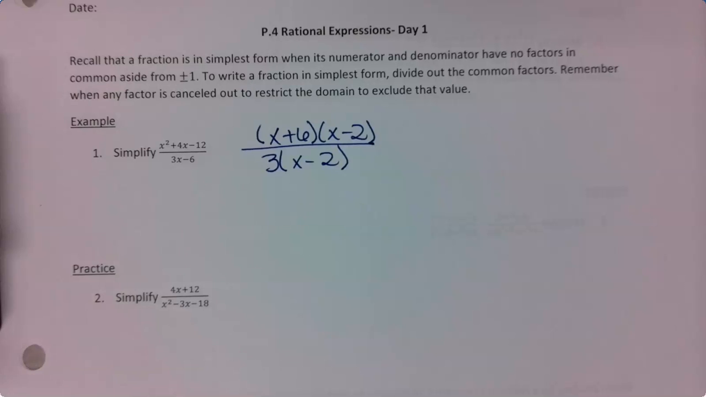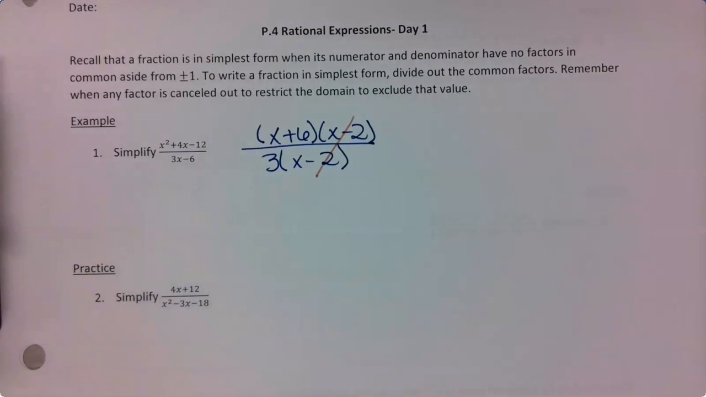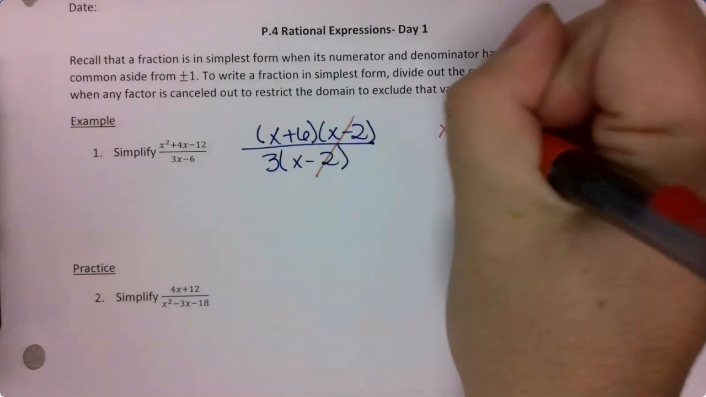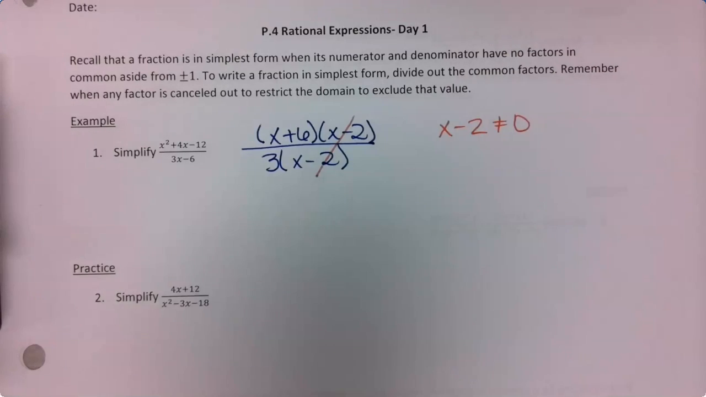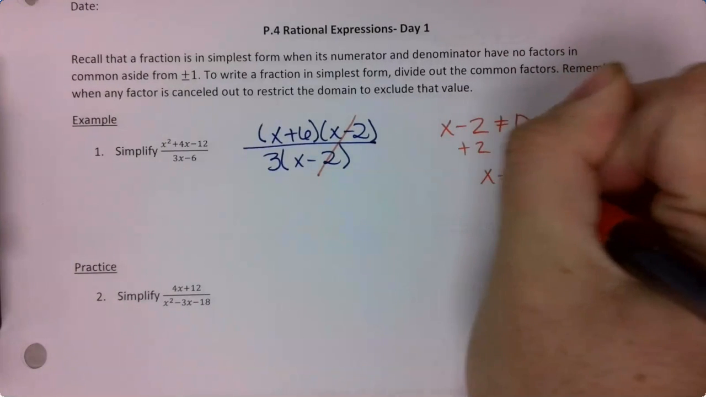Okay. So do I have any terms that are in common on the top and bottom? Okay, so I'm going to cancel those out, but also, while I'm doing that, I want to say x minus 2 doesn't equal 0, because if I had originally plugged in that answer, it would give me a 0 on the denominator, which is undefined. So then I just solve this equation, so I'm going to start by adding 2 to both sides. I get x equals 2.